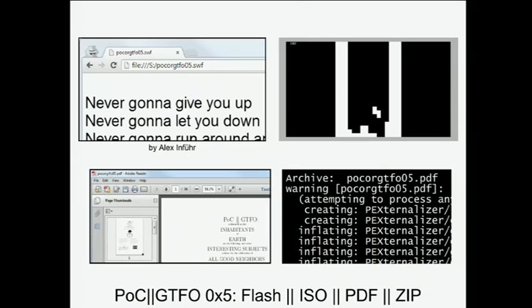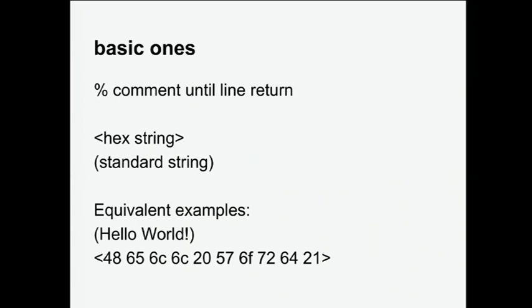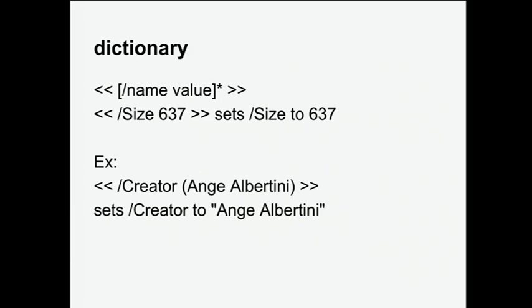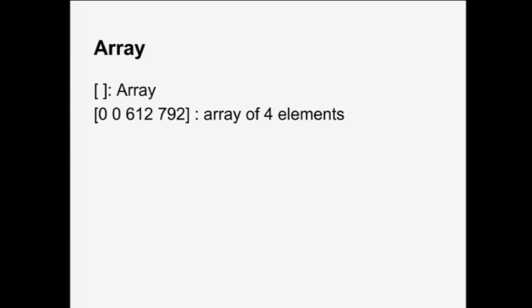So, just a reminder of syntax before we start the actual review. Comments start with a % until a return. A hex string is between angle brackets. A standard string is between parentheses, so these are two equivalent objects, two equivalent data. Then a dictionary is between double angle brackets, with name and value. For example, these are real examples from files. This defines the size, and this defines the creator as a string, ANGE ALBERTINI, so from a PDF writer. An array is between square brackets, no problem here.